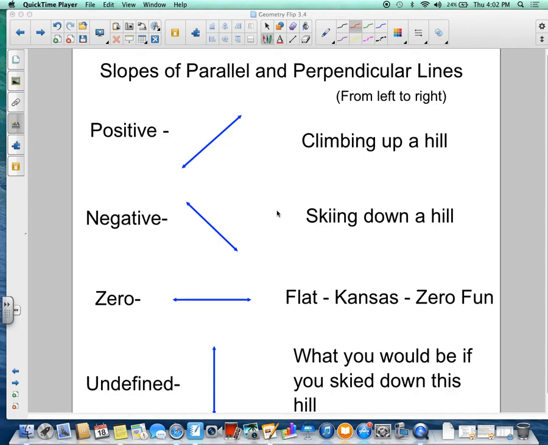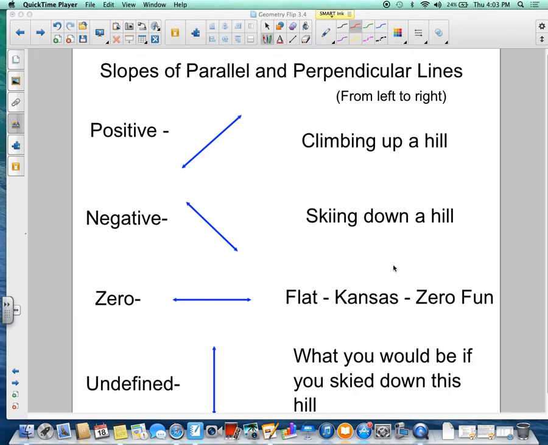And looking at these from left to right, you can think about a positive slope as you're climbing up a hill, so up in the positive direction, or like you're skiing down a hill, like down the mountain, in the negative direction. Or you can think of zero slope like Kansas.